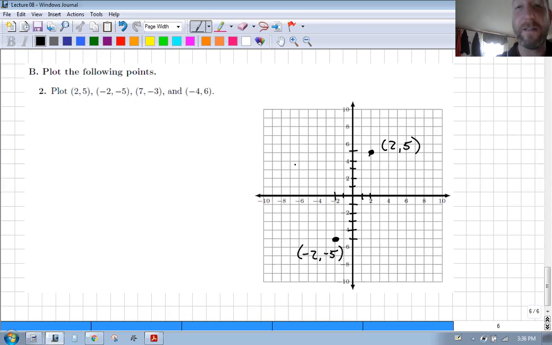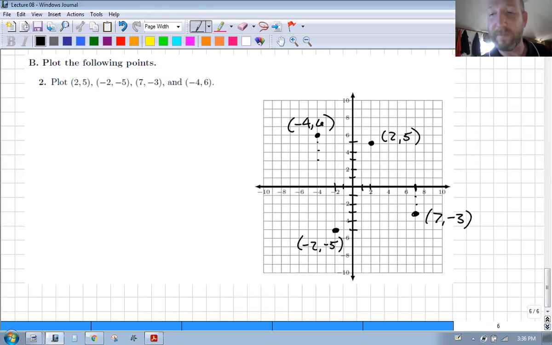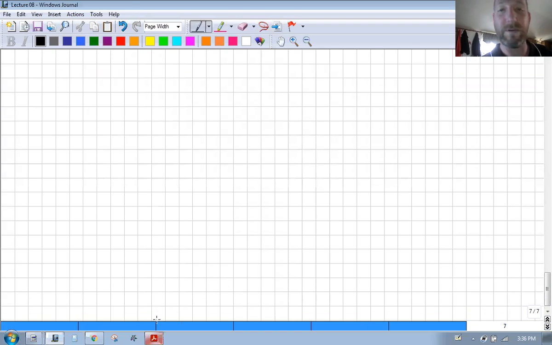Notice how these are related, you know? So (7, -3), we go to the right 7 and go down 1, 2, 3. So that's (7, -3). (-4, 6), we go to the left 4 and then we go up 6. 1, 2, 3, 4, 5, 6. (-4, 6). It's easy enough, right? So far? It's no more difficult than playing Battleship.